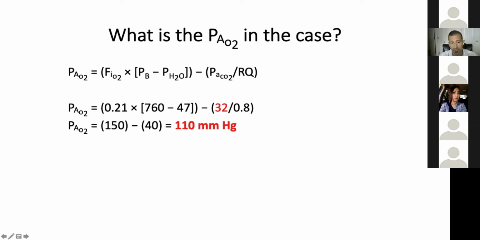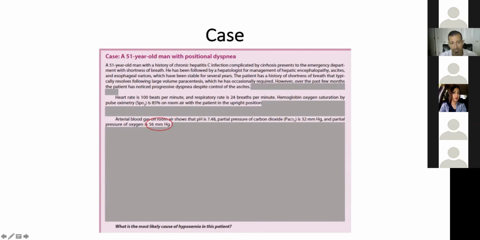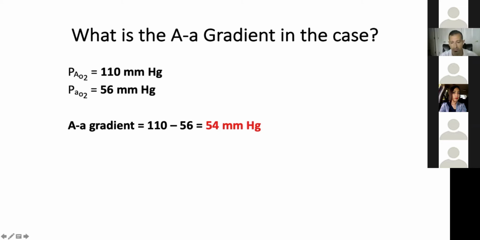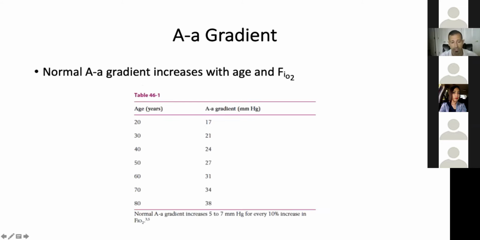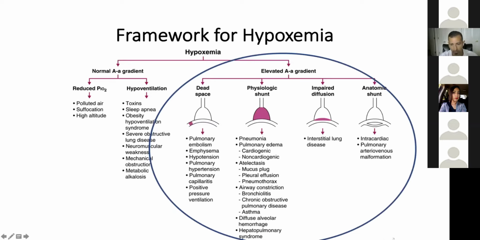Now we want to know what's the little a. And it turns out it's 56 on that ABG measurement. So what's the AA gradient? It's 110 minus 56. It's 54 millimeters of mercury, which is abnormal in any case. This person is in his 50s, so his AA gradient is almost twice normal. So we now know that we're dealing with this arm, this side of the framework.